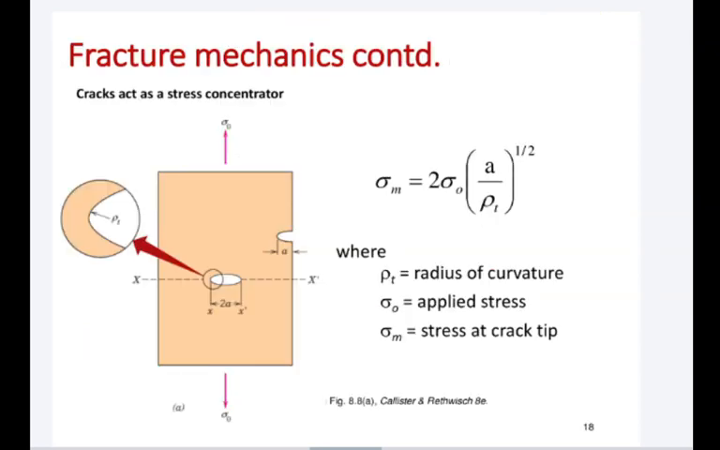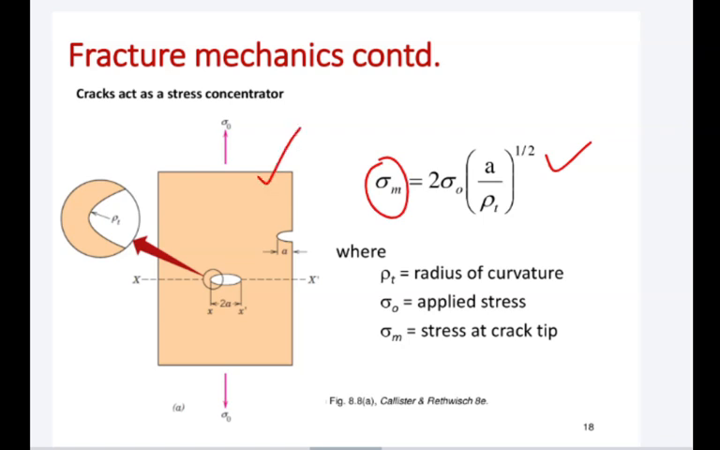Now look here. Here is the important thing. In fracture mechanics, we say that the cracks act as a stress concentrator. This is the same idea which I told you before, that the stresses get amplified at the tip of the crack. So in other words, the cracks act as a stress concentrator. All the stresses concentrate at the tip of the crack. Now the maximum stress at the tip of the crack we can calculate using this formula. This is sigma m, the maximum stress at the tip of the crack.